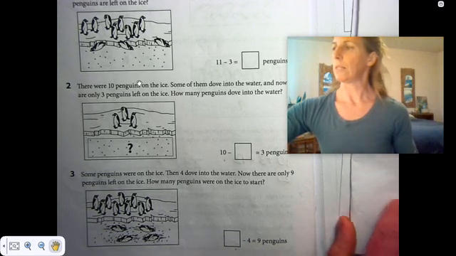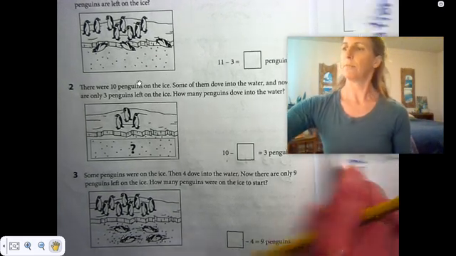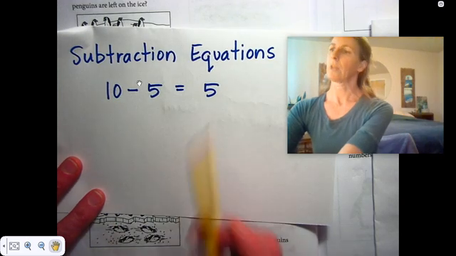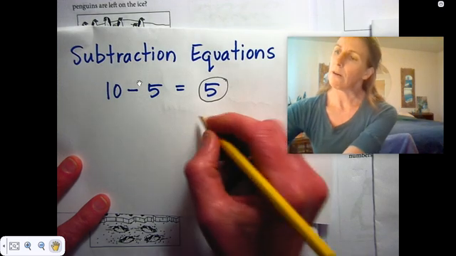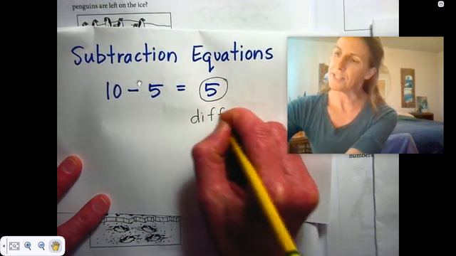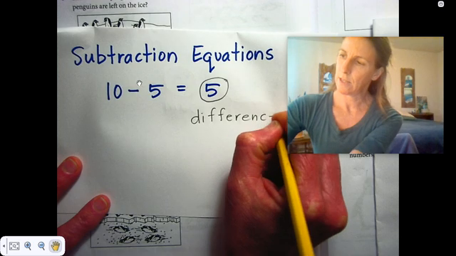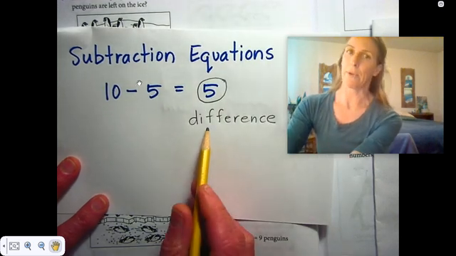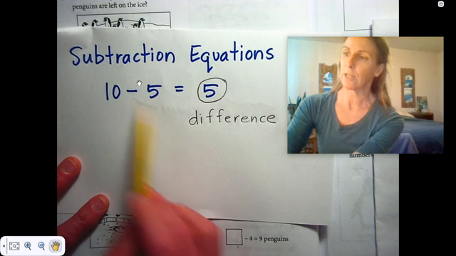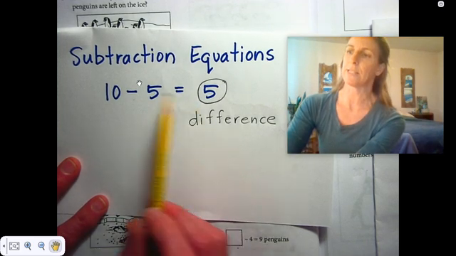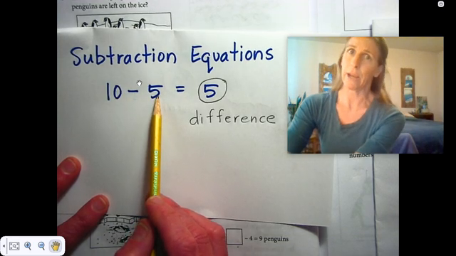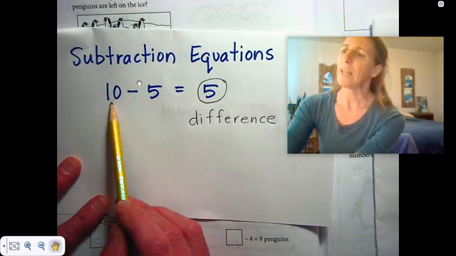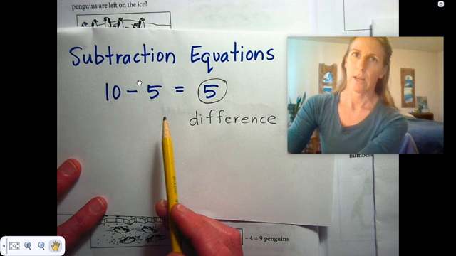Now, in subtraction equations, the number at the end of the equation, that's the answer. We call that the difference. For addition, it was the sum. But for subtraction, the answer is called the difference. It's the difference between this number and this number. They're comparisons.